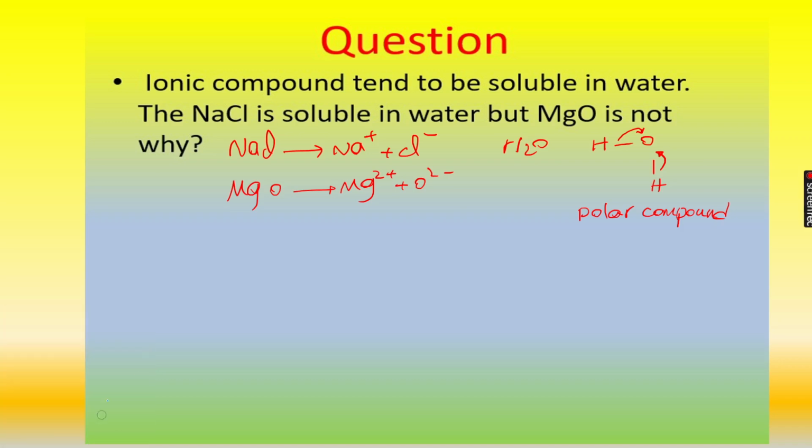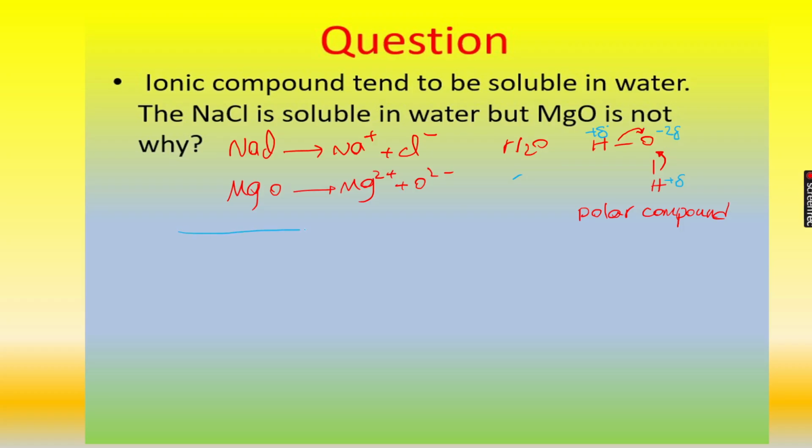Look, partial positive charge here, 2 partial negative charge on the oxygen, and partial positive and partial positive here. So it means that water is a polar compound with two sides, I mean the positive and negative side.